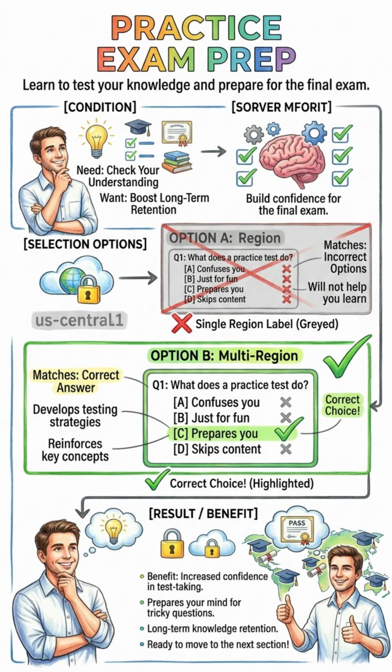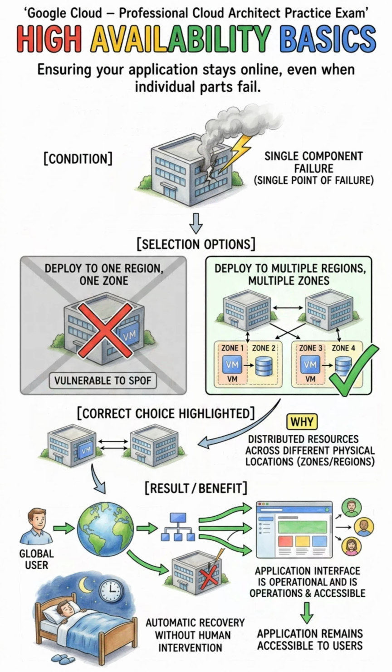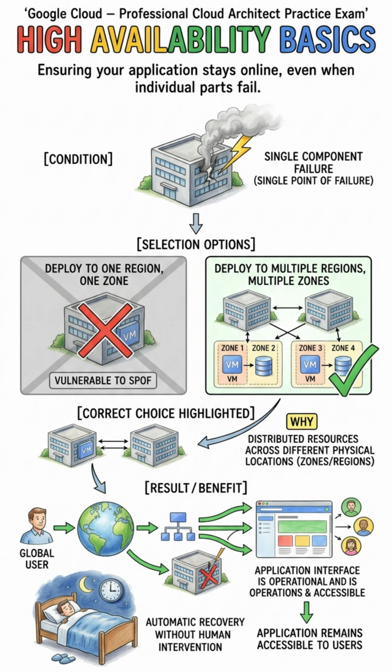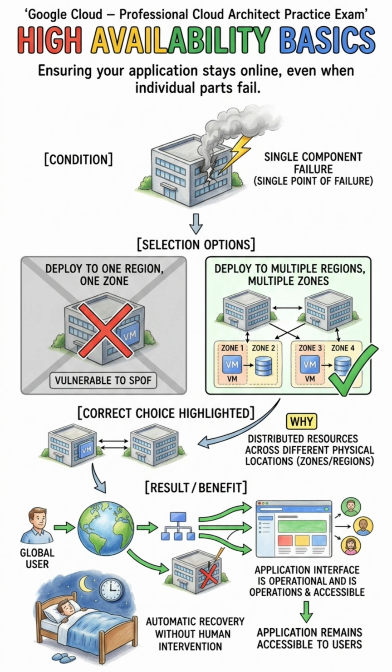High availability means your application remains accessible to users even if individual components fail. To achieve this, you must eliminate single points of failure by duplicating critical resources across different physical locations. On the exam, you will constantly be asked to design architectures that automatically recover from disruptions without requiring a human administrator to wake up in the middle of the night.